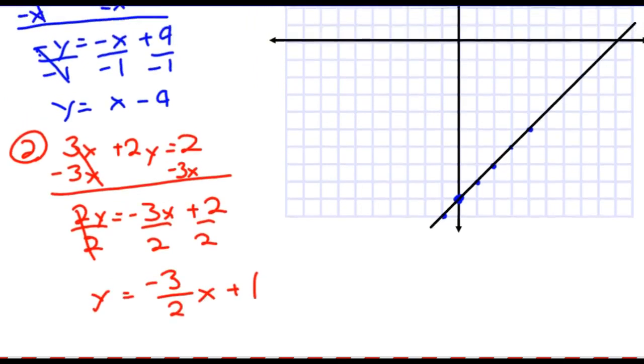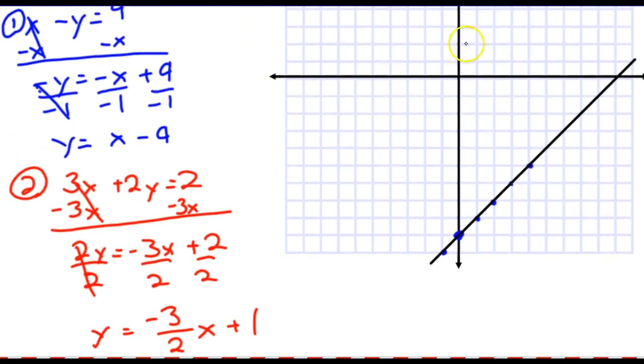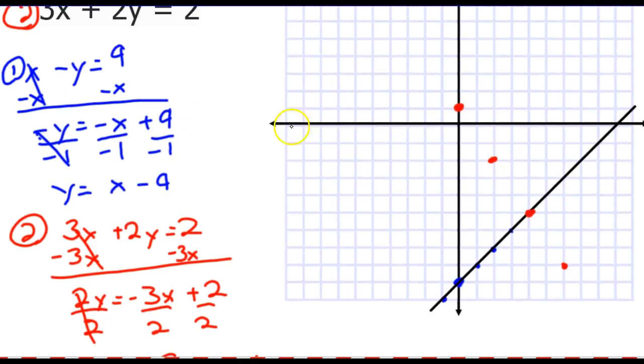So this line we begin at positive 1. Now it says to go down negative 3 and over 2, so we'll go down 1, 2, 3 and over 2. 1, 2, 3 over 2. Oh, one more. Now we could create a line from those.